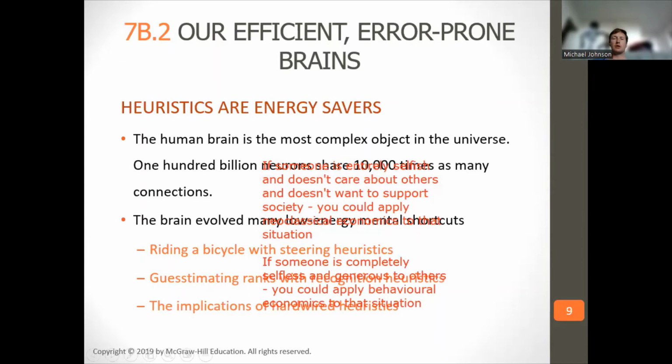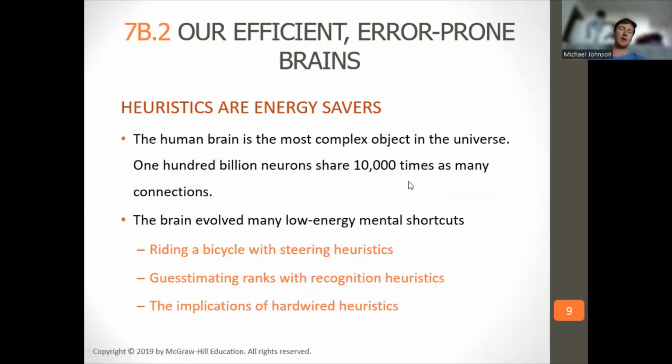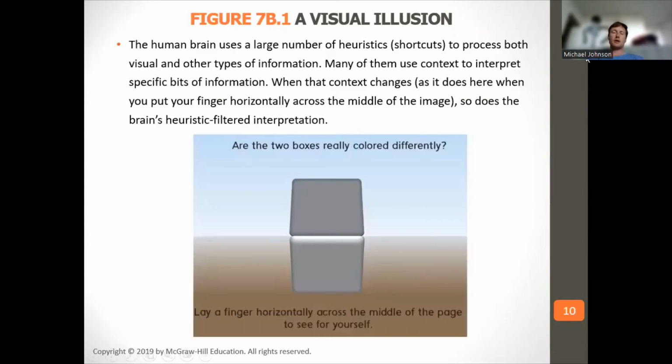So heuristics are energy savers. The human brain is the most complex object in the universe. 100 billion neurons share 10,000 times as many connections. The brain evolved many low-energy mental shortcuts: riding a bicycle with steering heuristics, guesstimating ranks with recognition heuristics, and the implications of hardwired heuristics. So the human brain uses a large amount of heuristic shortcuts to process both visual and other types of information.